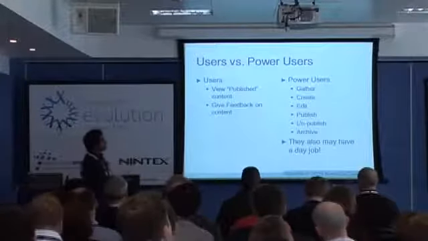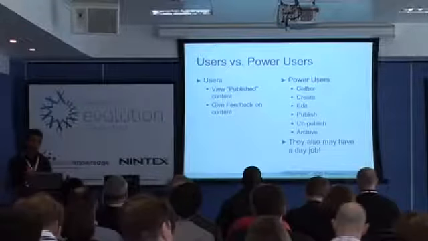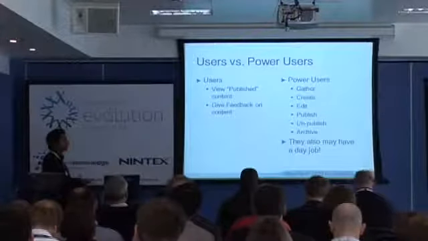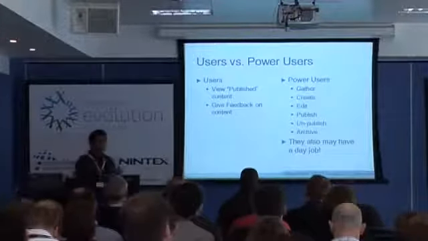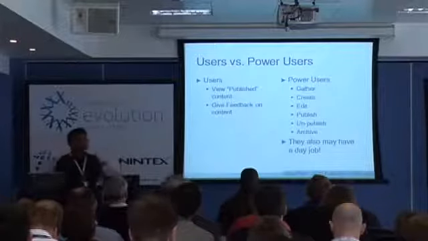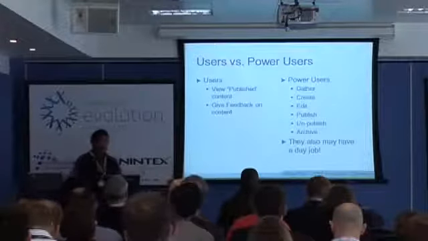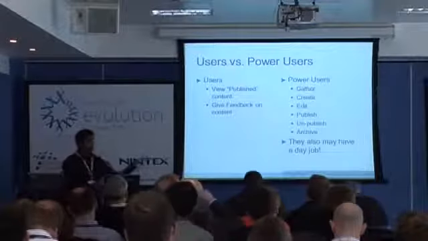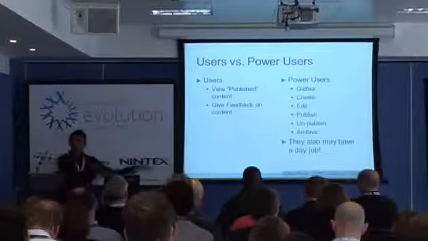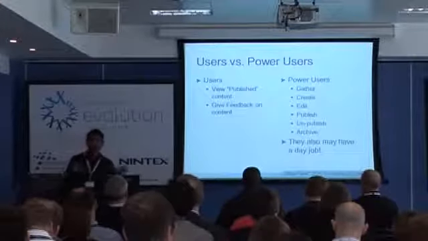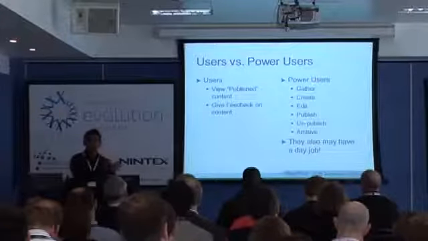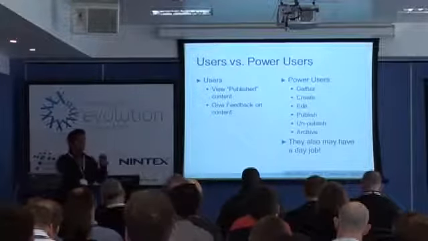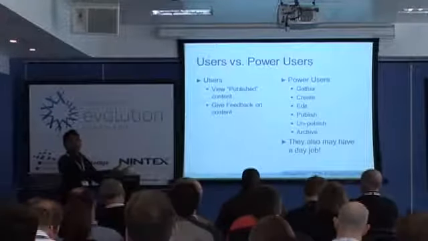So essentially, I talked about that again. Users, we publish content, and users can also give feedback on content and so on and so forth as well. And power users typically go through that cycle. They gather content from other departments or other people. They create it, edit it, publish it, unpublish it, archive it for legal purposes and so forth. But they also have a day job to do apart from that stuff. And that's kind of right across the board. They're not just there for creating content. So when you look at your publishing processes, you need to make sure that it helps them, not hinders what they have to do.